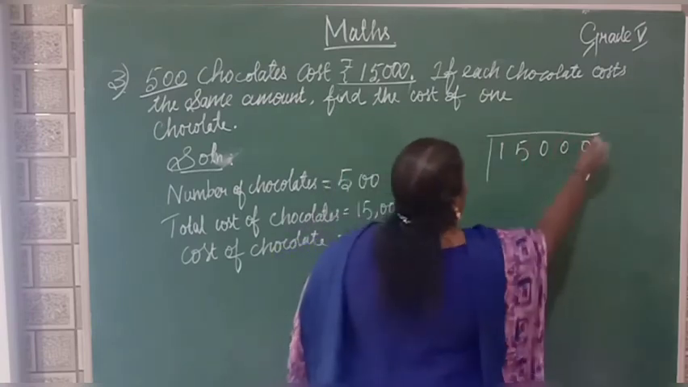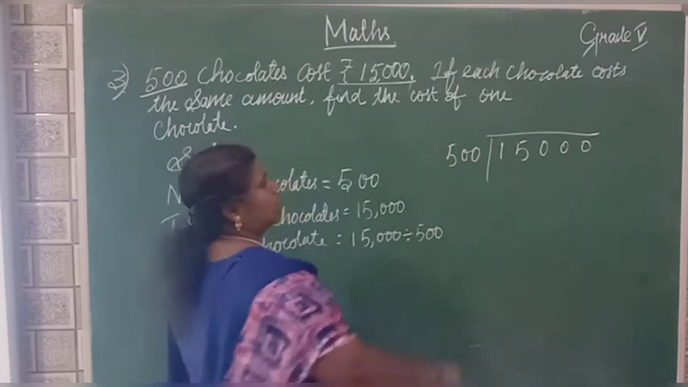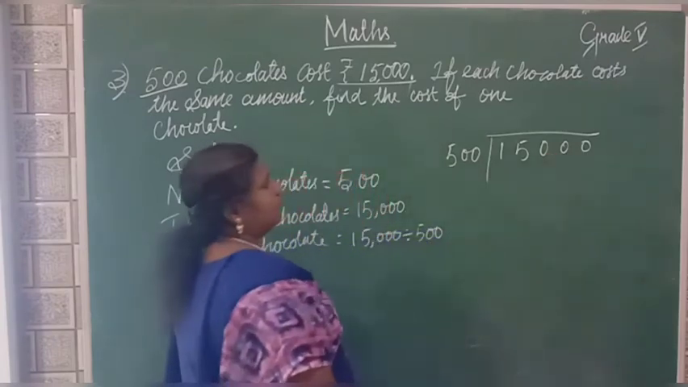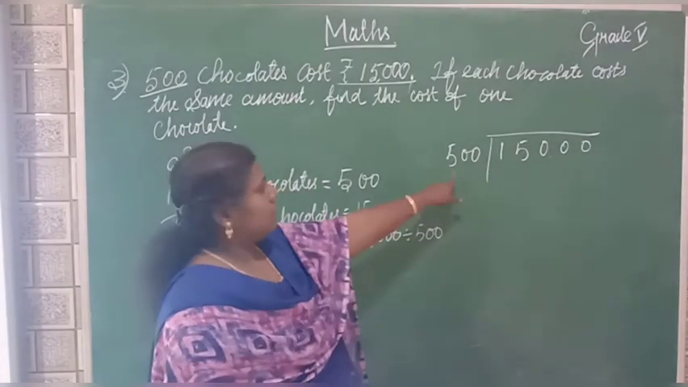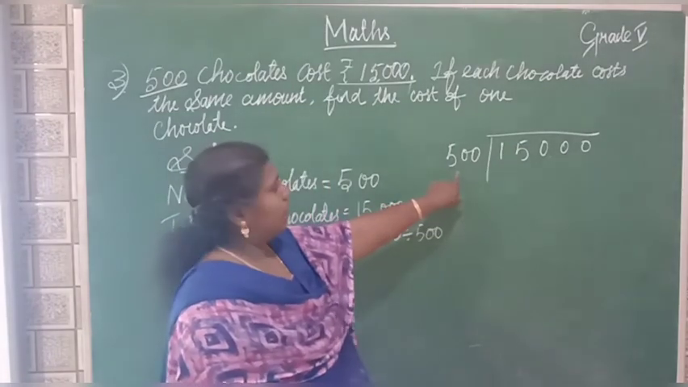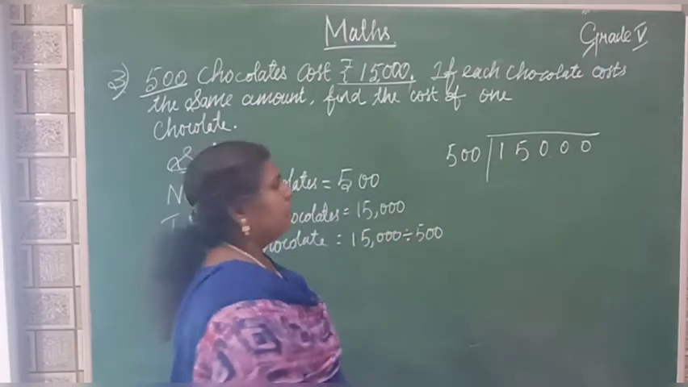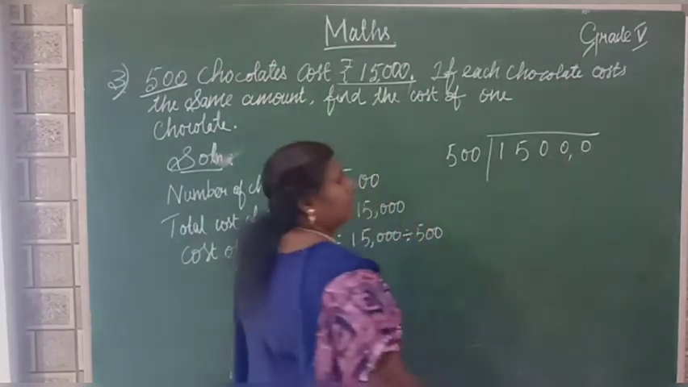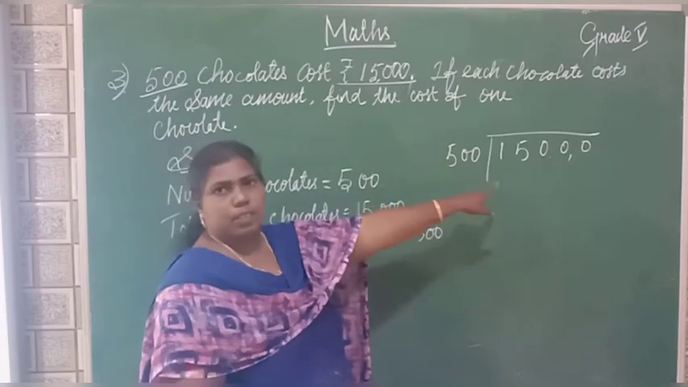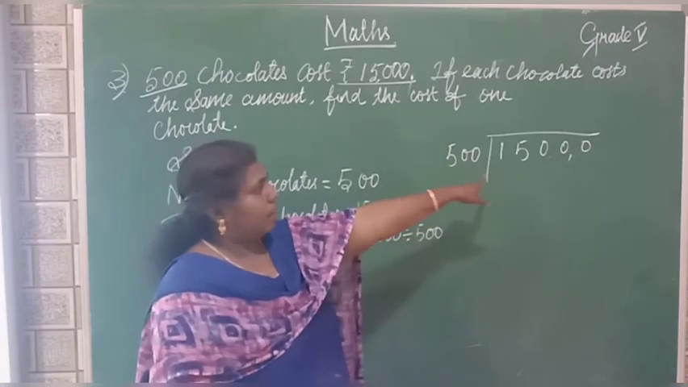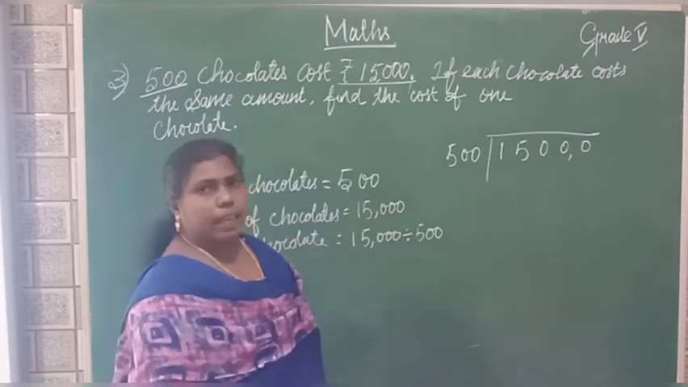15,000 divided by 500. Here the divisor is a 3-digit number, so here also you can take the first 3 digits. Compare these two numbers. Which is the greatest value? The divisor is the greatest value, isn't it? So 500 is there, 150 is less than 500, so we can take 1500. 500 is less than 1500, so 500 is the smaller value.